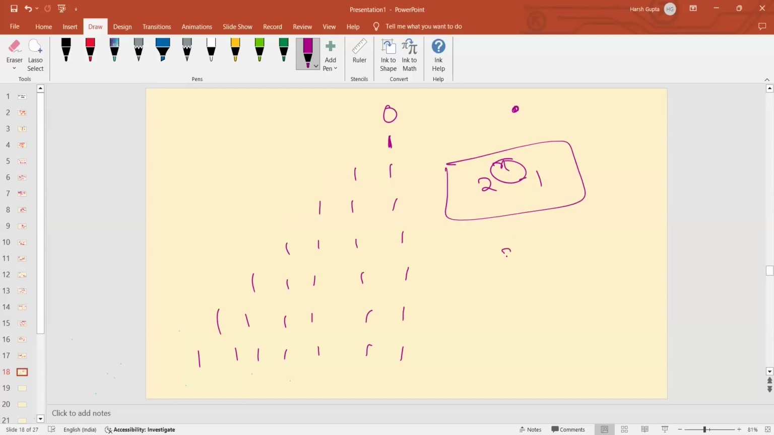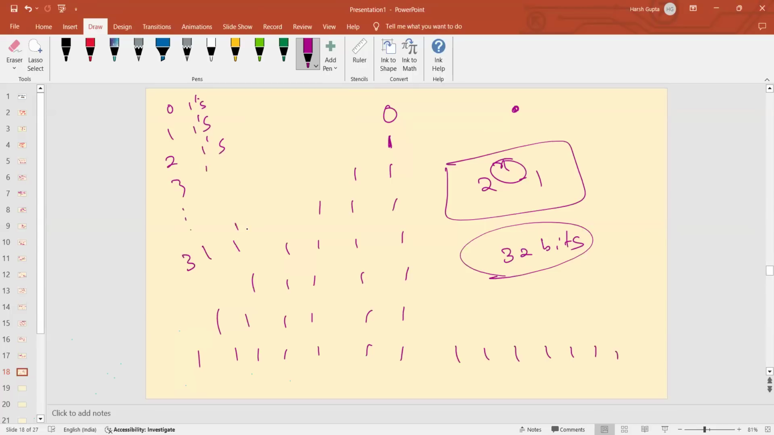There are only 32 bits, no? So at max, what you will get? 31 ones. So 0 ones, 1 ones, 2 ones, 3 ones, and so on up till 31 ones. That's why the loop of 32.